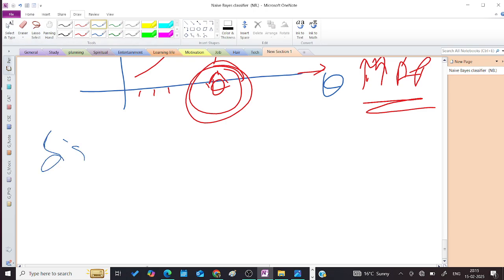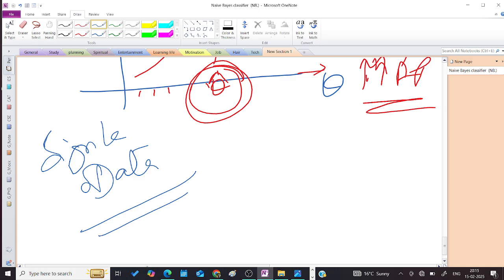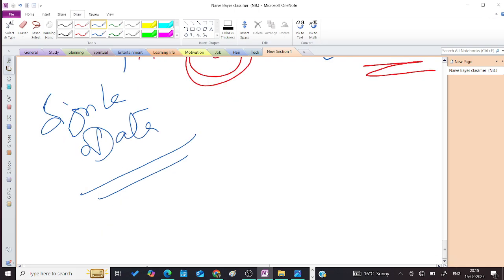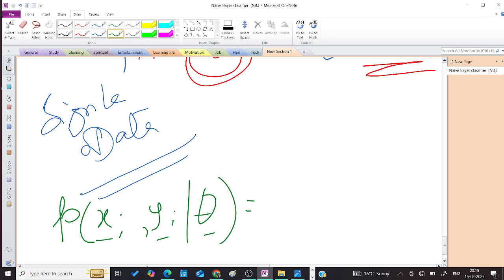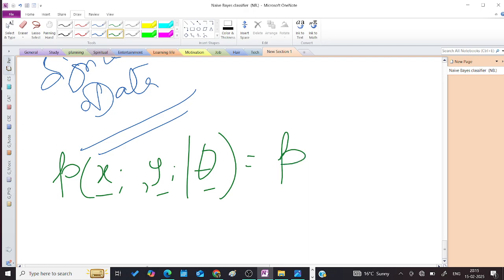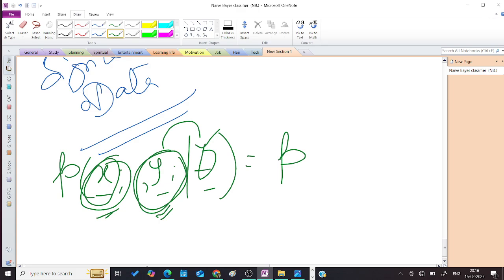So if there is only single data, then what will be our training model? Xi, yi, theta is nothing but, you see, there is also a level, right? With x, we are giving level, by knowing where the model parameter is already given.